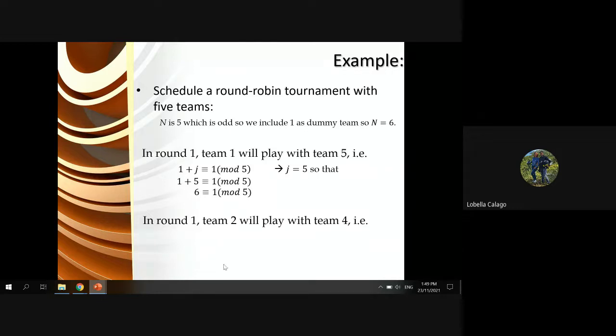How about si team 2? In round 1, sino ang kalaban ni team 2? Sinabi dito, it will play with team 4. Paano nakuha yan? So we have team 2 plus j, sino man yan, is congruent to 1 mod 5. So we have 1 plus 5, which is 6. What will we add sa 2 para maging 6 siya? Therefore, kailangan mo si 4. So, we have 2 plus 4, that is 6, which is congruent to 1 mod 5. And so on. Depende na yan sa iba.